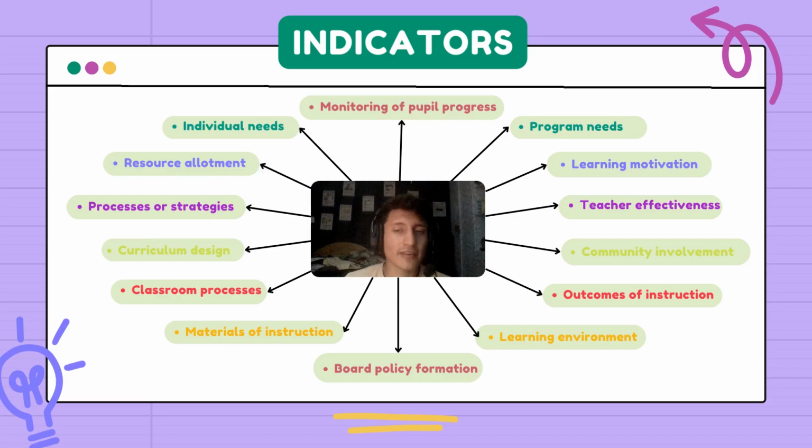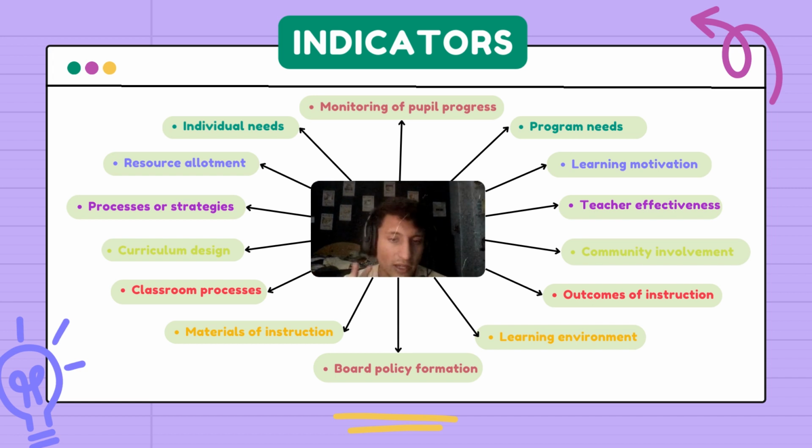Let's talk about the different types of indicators of bilingual programs. There are a lot, and I put here the different types of indicators that we have. Number one, we have program needs. It means to establish program goals and objectives. The second one, individual needs. It means to provide insights about the instructional needs of individual learners.